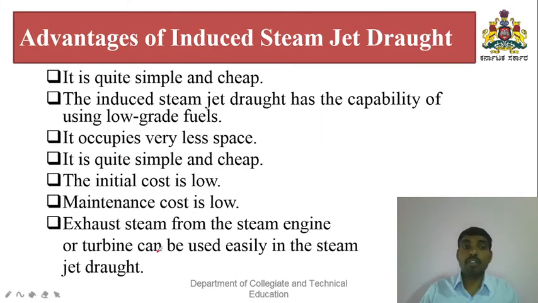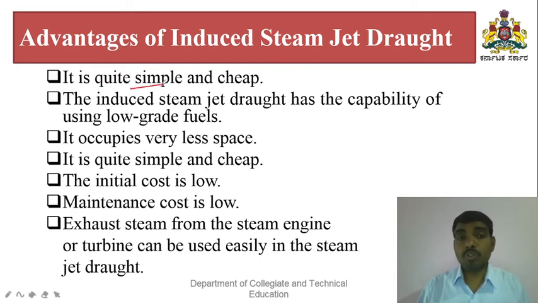So students, these are the forced steam jet draught system and the induced steam jet draught system. Here, we majorly use the induced steam jet draught, which is more feasible and more application oriented than the forced draught system. So what are the advantages we may list here? These are the advantages compared to the forced steam jet draught system.